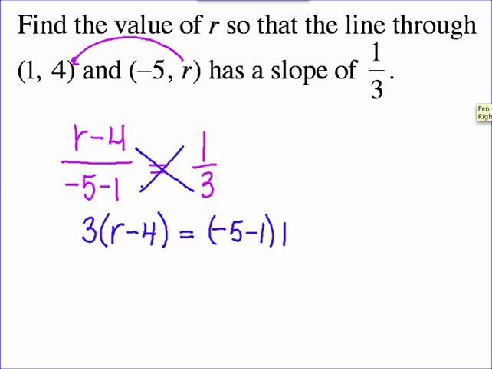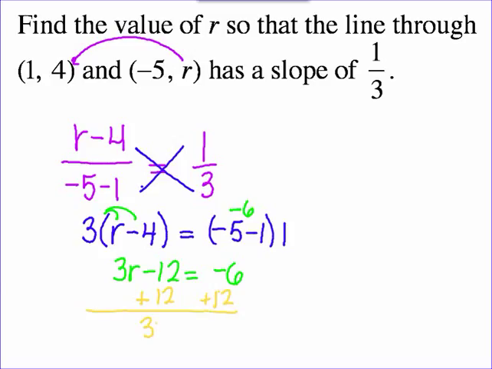But now what I need to do is distribute the 3. So I end up getting 3r minus 12 equals. Over here, what is negative 5 minus 1? Negative 6. And if I take that times 1, I get negative 6. So I need to solve this equation. In order to solve it, I'm going to add 12 to both sides. So I end up getting 3r equals 6. Now what do I do? Divide by 3. So what do we get r to equal? 2.